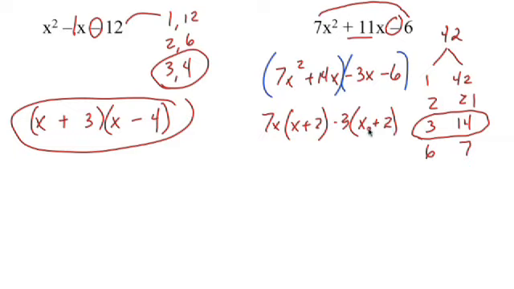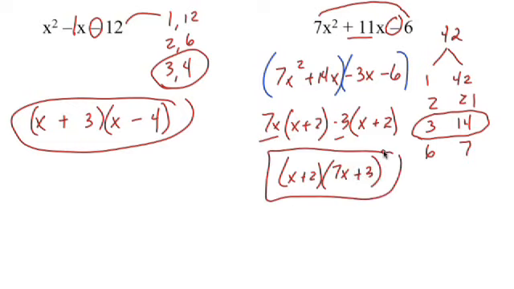So your final answer, you pull out the x plus 2, and the 7x minus 3 goes in its own parenthesis. And that is your final answer. So those are the two types of trinomials.